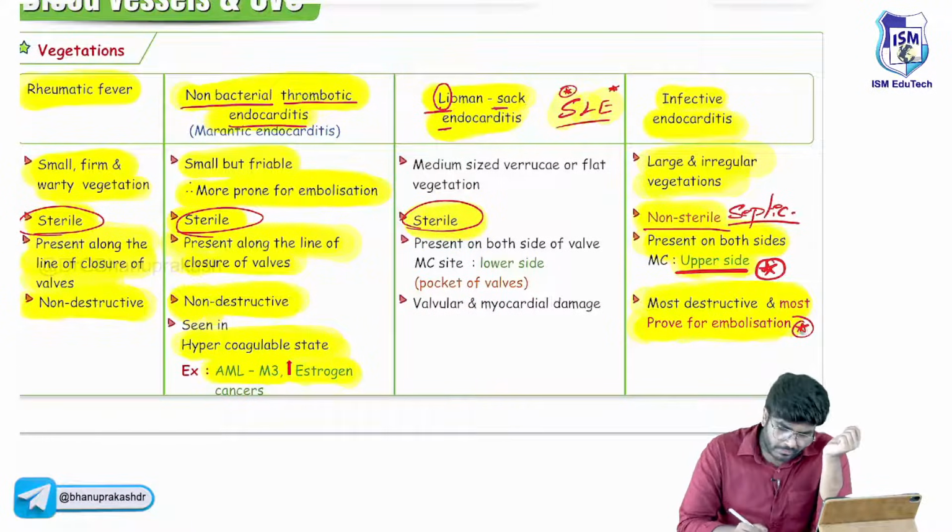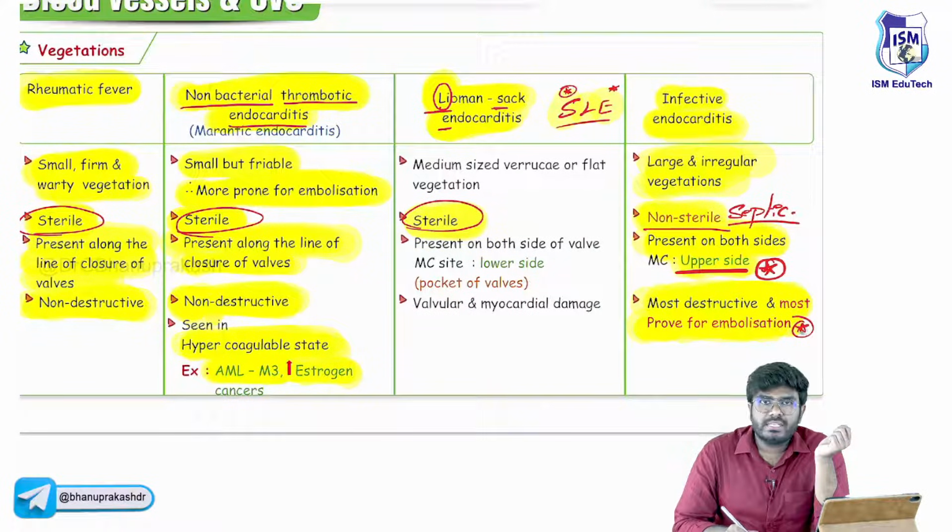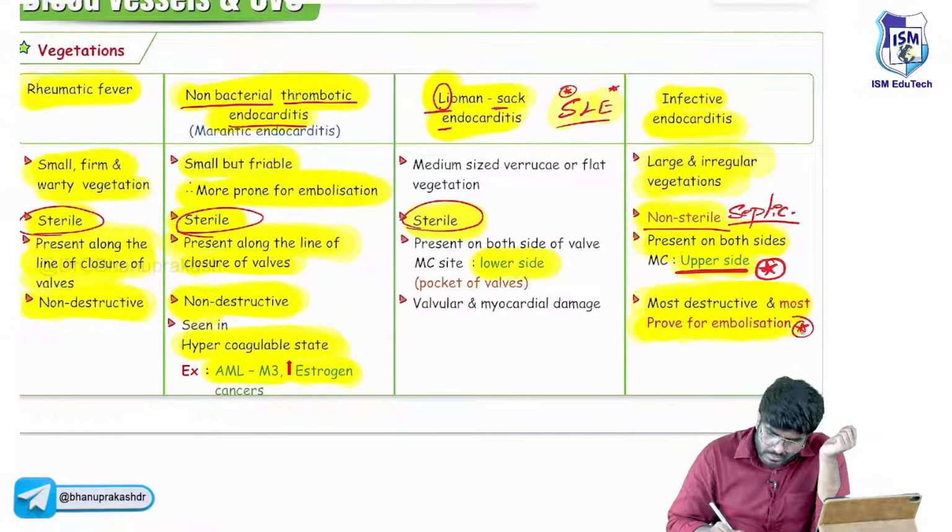Now, where are they present? I remember the letter L. In Libman-Sacks endocarditis, L stands for lower: they are present especially on the lower side of the wall. Infective endocarditis, upper side. Okay, upper side.